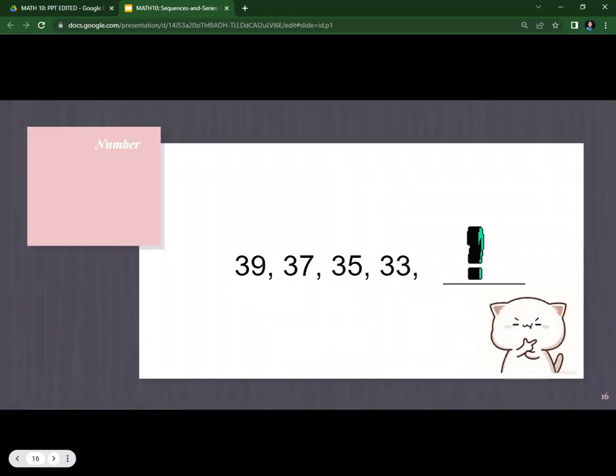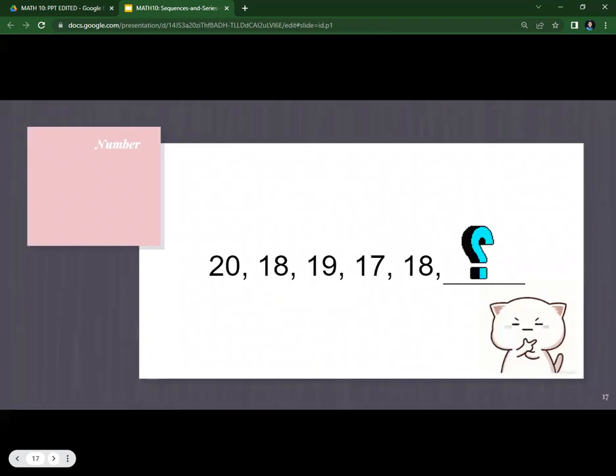Next, we have here 39, 37, 35, and 33. Can you guess the next number? Very good. It is 31. Now the pattern is decrease by 2. Next, we have here 20, 18, 19, 17, 18. Can you guess the next number? Very good. It is 16 because of the pattern alternate.